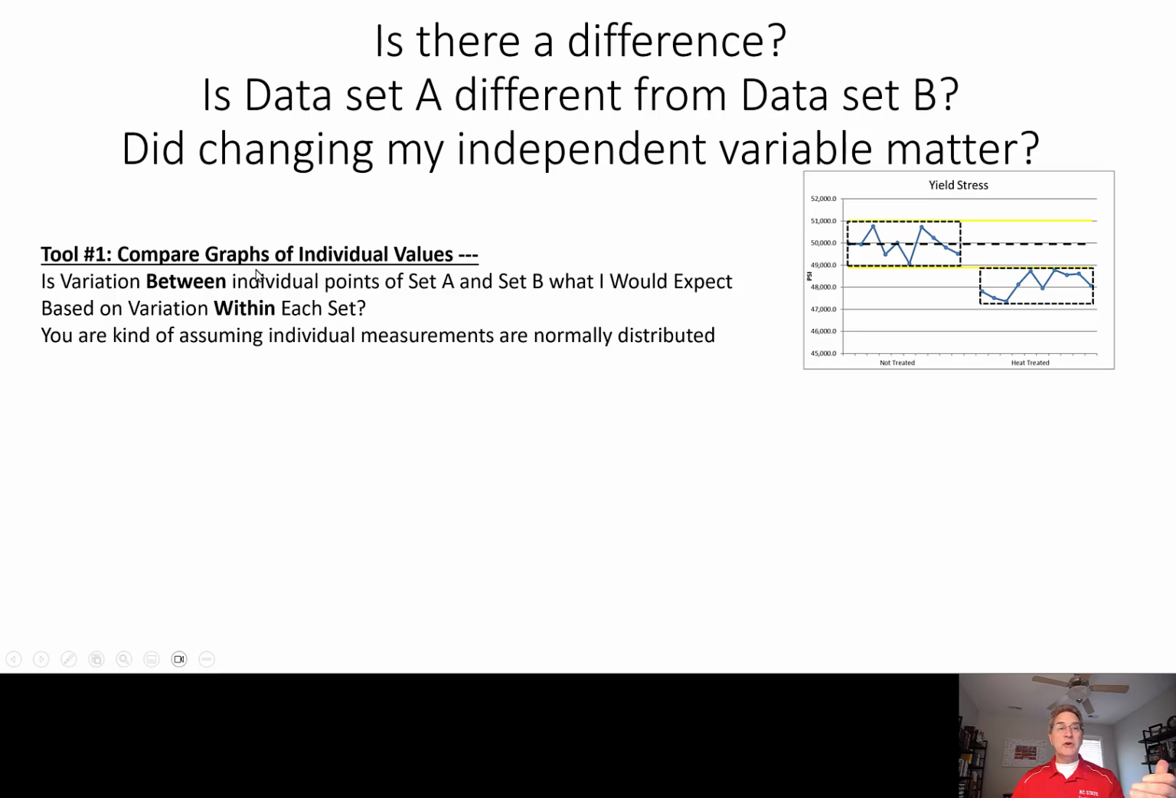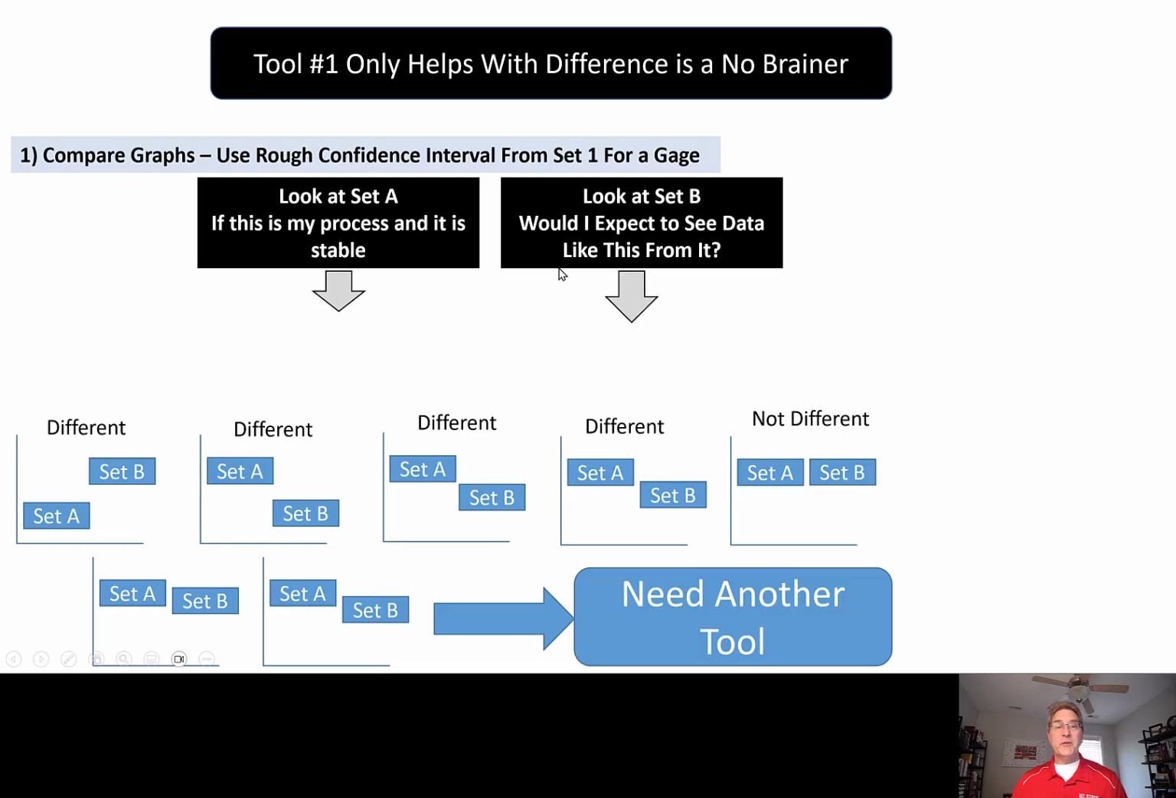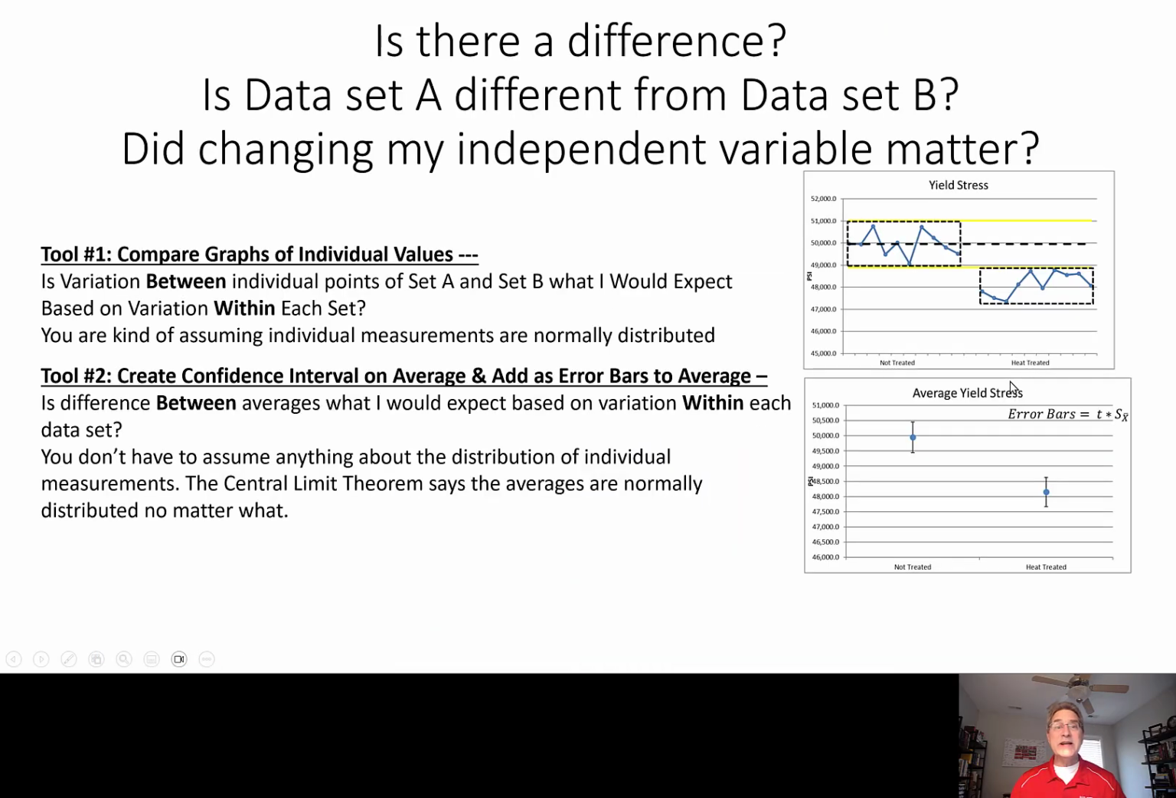And we saw tool number one is we just compare the graphs, knowing what to expect from those. And we found that this tool only works when it's a no-brainer, when there's either a clear difference or clear not difference. But when they're close, there's overlap, we needed another tool. That second tool is we're going to create a confidence interval on the average and add error bars on our graph, and then we'll be able to see whether these bars overlap or don't overlap.